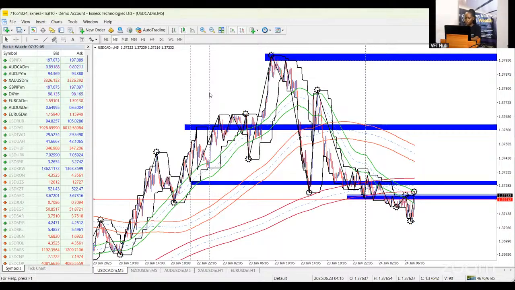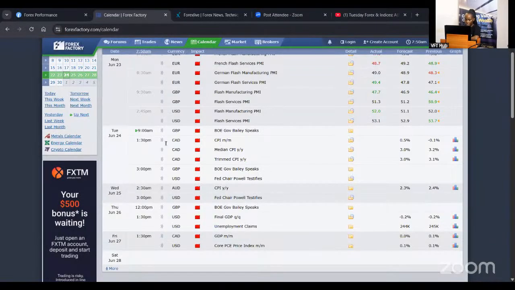All of those you can find on Forex Factory. Let's go back to the browser so you can see where we'll find that. This is for the sake of those of us that are totally new. So let's start from today, Tuesday, June 24th, we have GBP coming out.